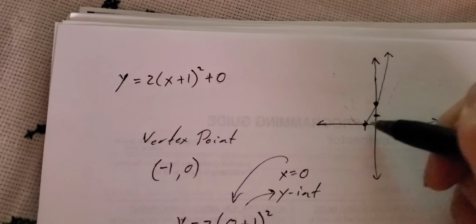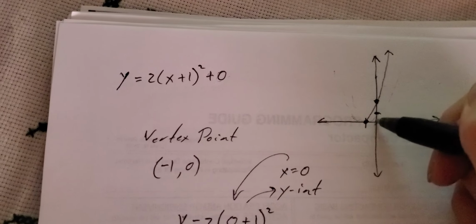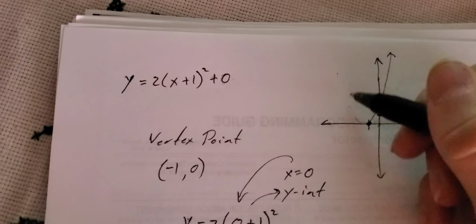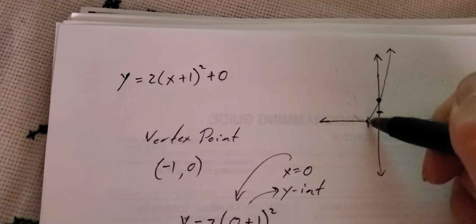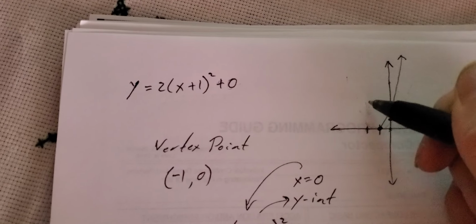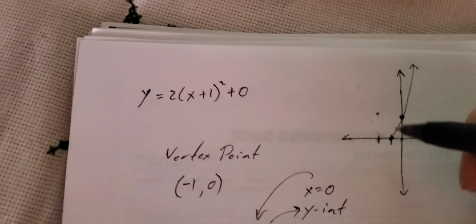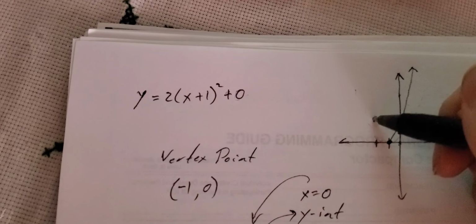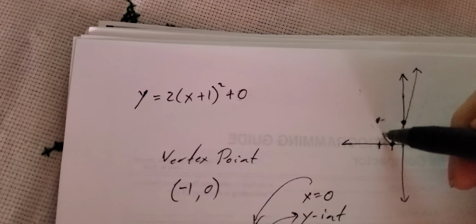Notice that it's 1 unit to the right and then 2 units up. Well, the other point over here is going to be the opposite, so instead of to the right, it's going to be 1 unit to the left and 2 units up. It's supposed to be there. And from there, it's going to go up as well.